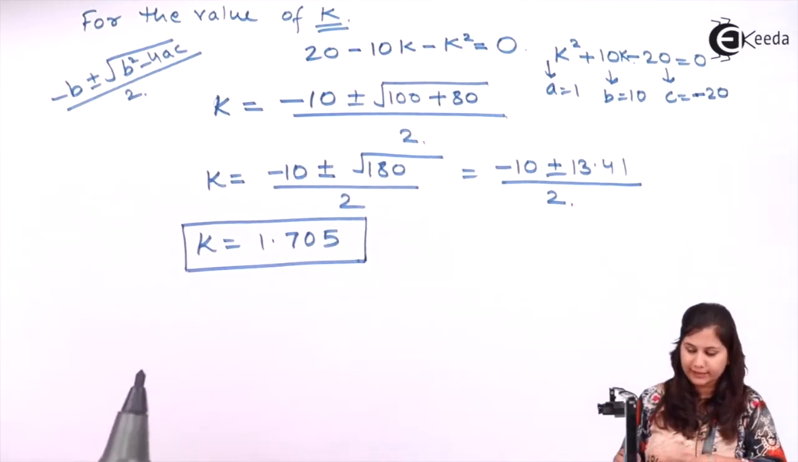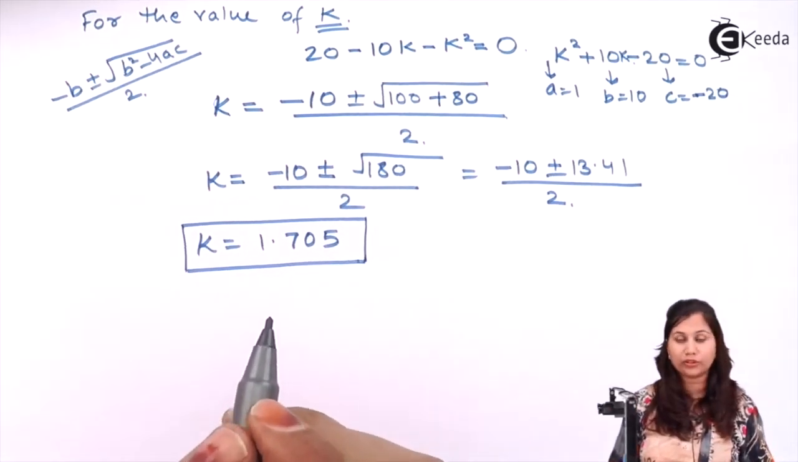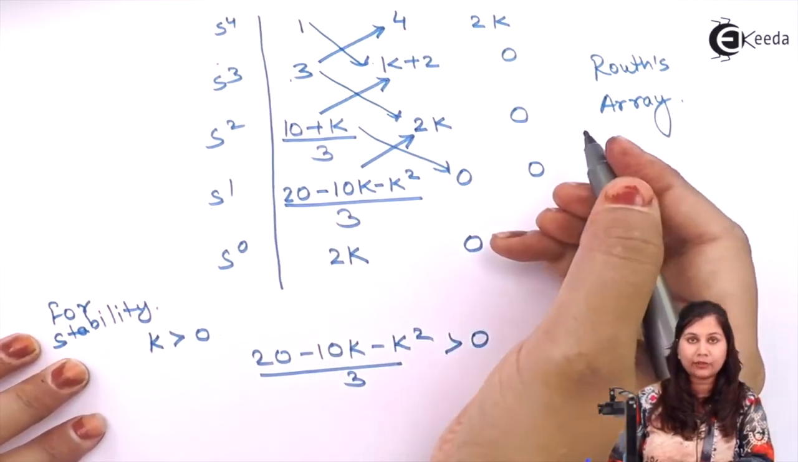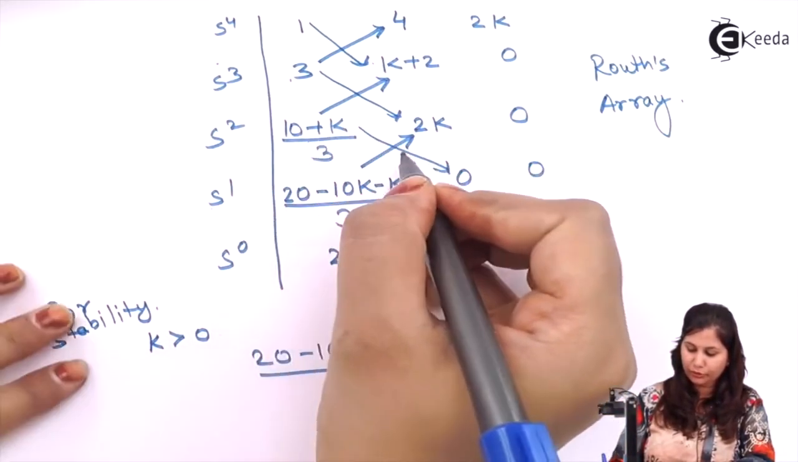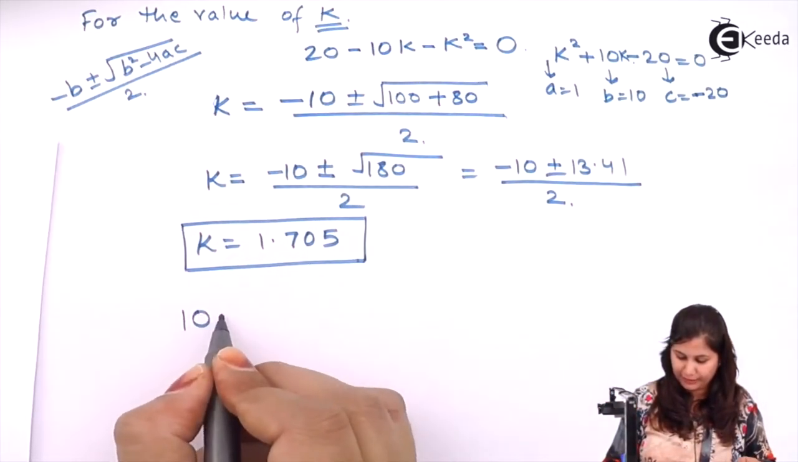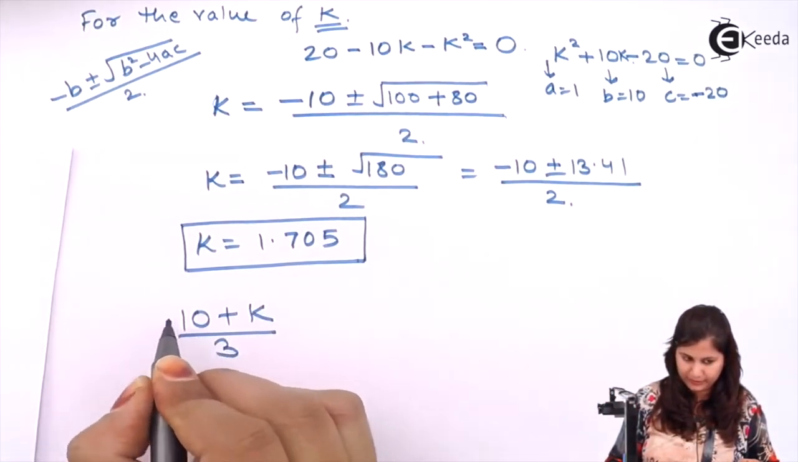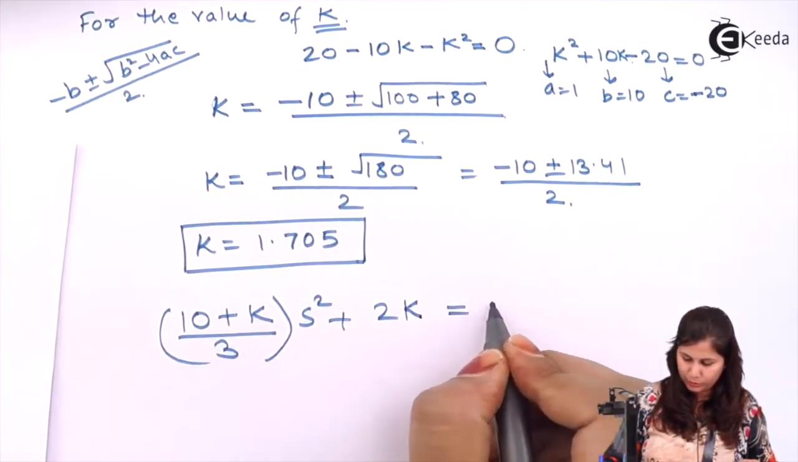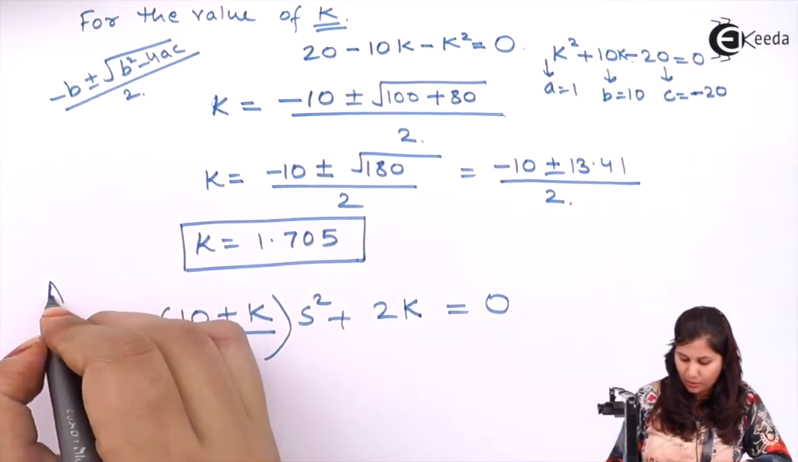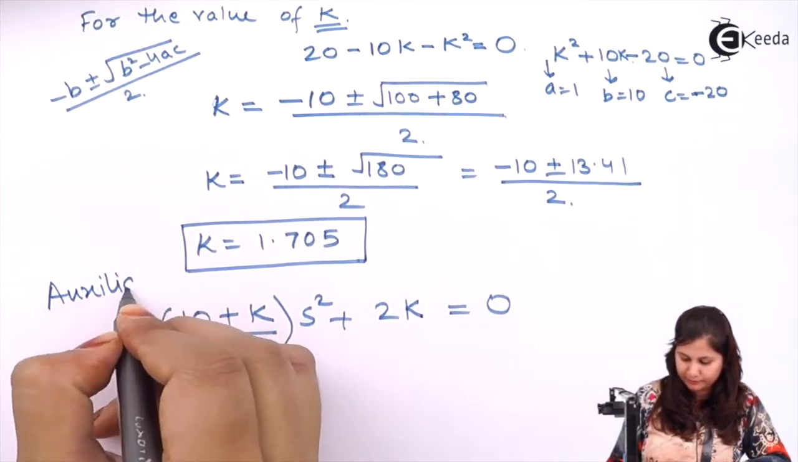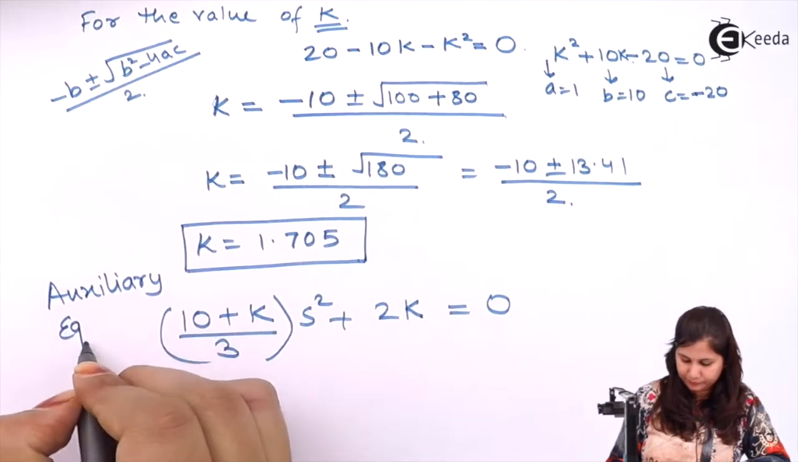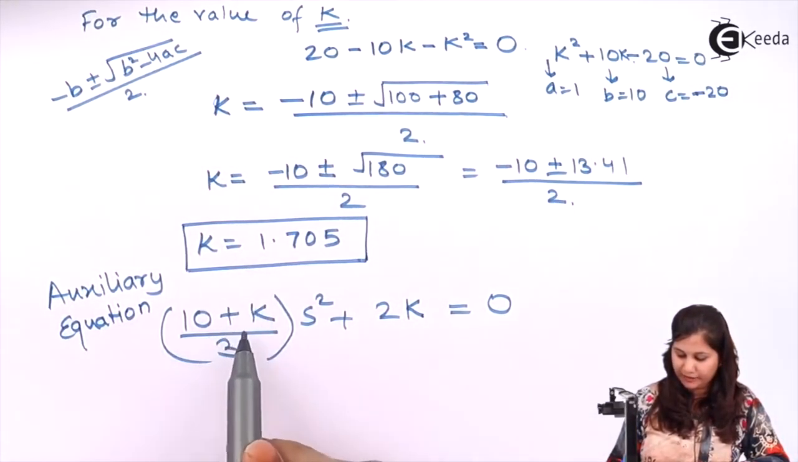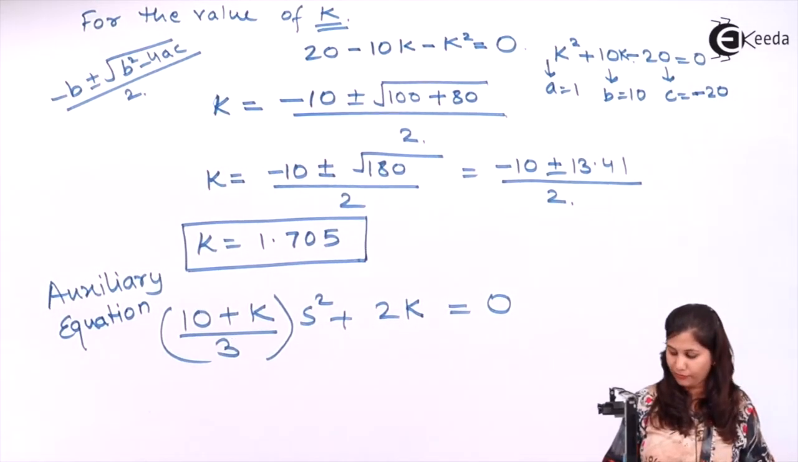Now form the auxiliary equation. Auxiliary equation, how can one obtain it? You put this coefficient to 0. So just above it, use these coefficients. We have 10 plus k upon 3 s square plus 2k equals to 0. This is our auxiliary equation, or the subsidiary equation.